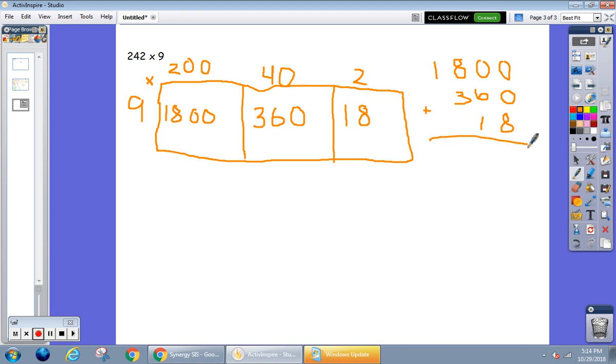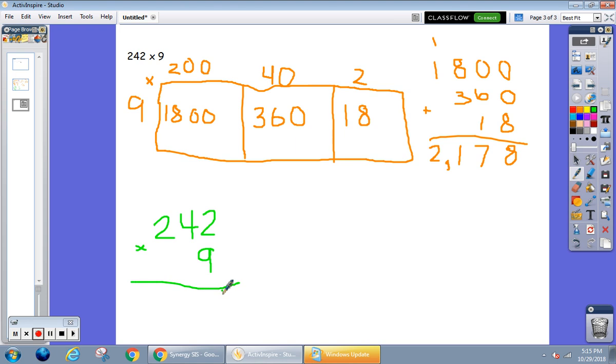Add those together. I have 8, 8 plus 3 is 11. Carry my 1, and I have 2. So my answer should be 2,178. All right. If I were to hang the 0 with this one, well, I wouldn't really need to because it's just multiplied by my 1-digit number. So this is going to look a lot more like the algorithm.